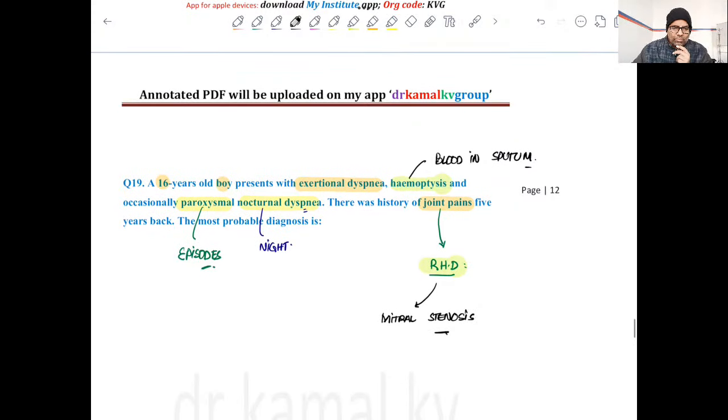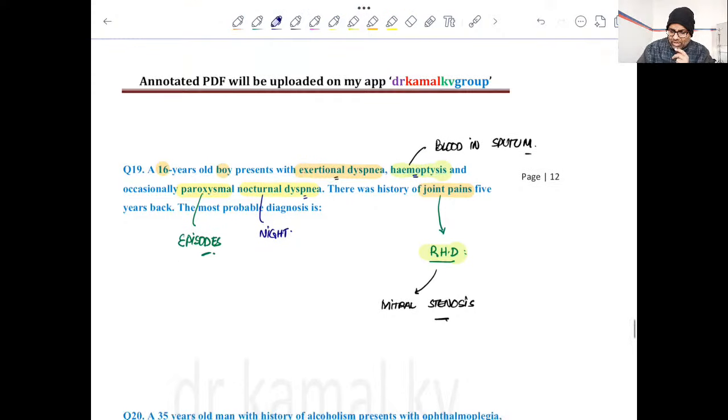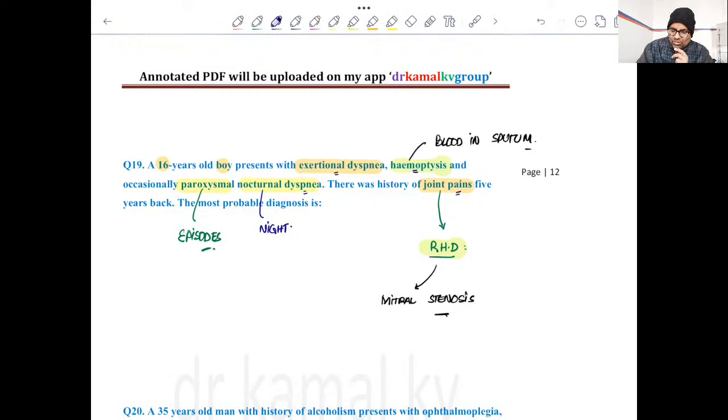Clear? So very good, Avinash. This is rheumatic heart disease, and the condition which is discussed here is mitral stenosis, which can present with hemoptysis, pulmonary hypertension, dyspnea, then hoarseness of voice. Okay, so this is classical rheumatic heart disease. Although the key points are not that specific, they are still sufficient to reach the answer.